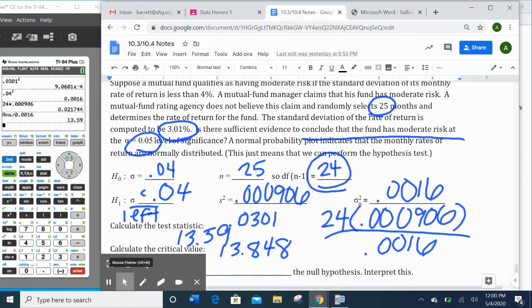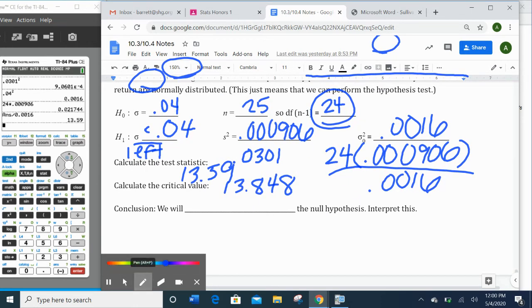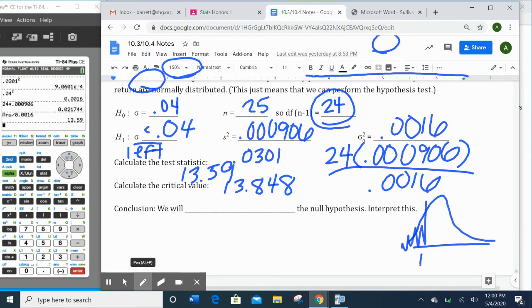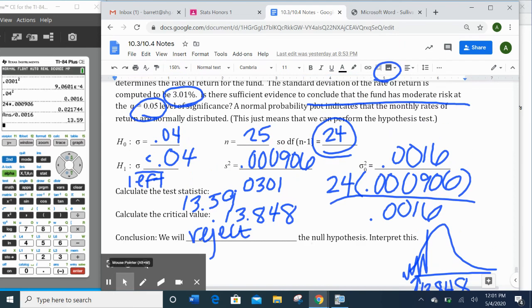I didn't leave room for the picture, but I could. The left-tailed test, so this critical value is 13.848, and my test statistic is just barely in there at 13.59. So we will reject the null hypothesis. And so that means that there is enough evidence to conclude the alternative hypothesis, which is that the standard deviation is less than 4%, or is considered a moderate risk.